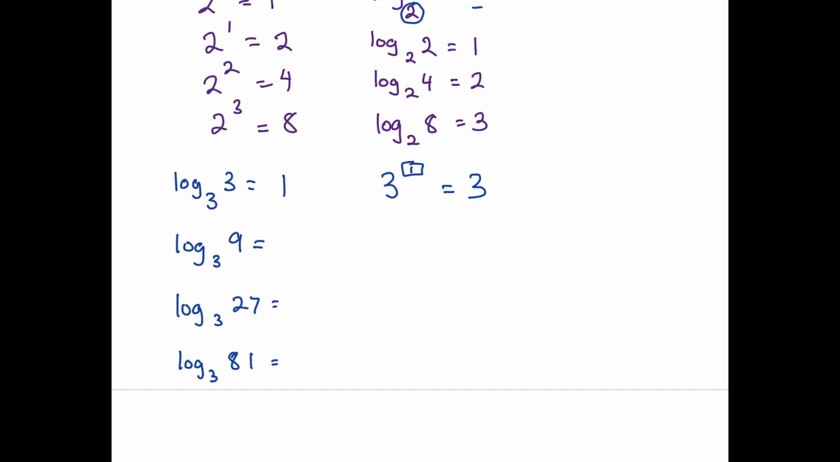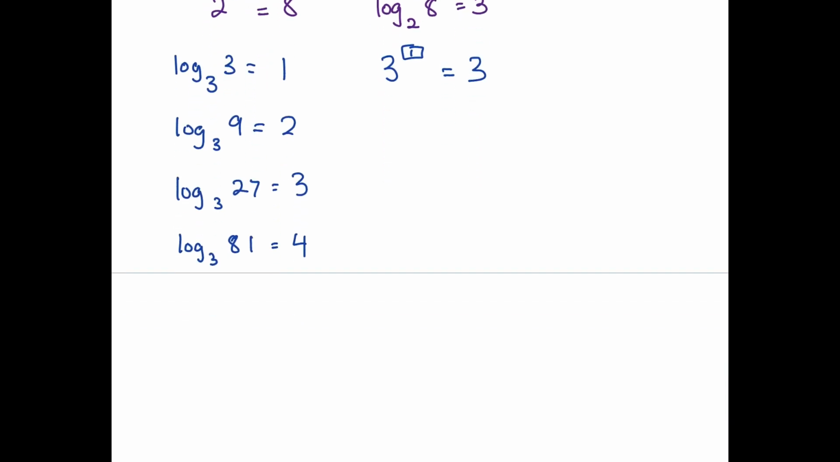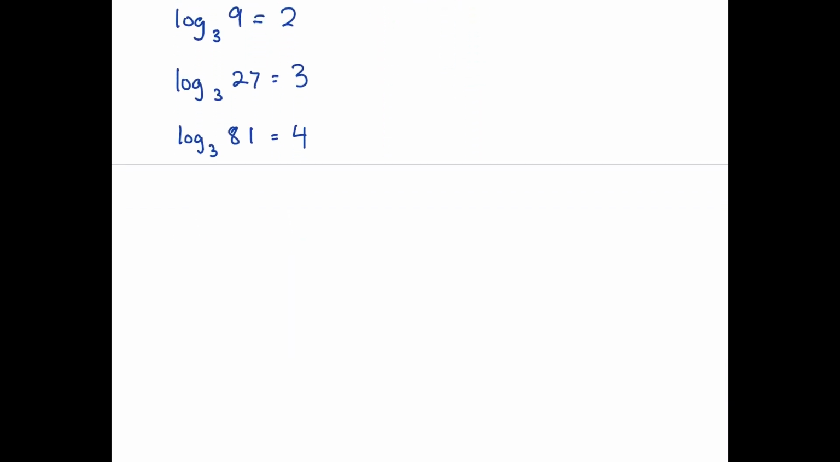And now we have log base 3 of 9. Well, 3 to the something equals 9. This is 3 squared. And we know that 3 cubed is 27, and 3 to the 4 is 81. So let's say we have 3 to the minus 2 equals a ninth. You know that this will be log base 3 of a ninth equals minus 2.